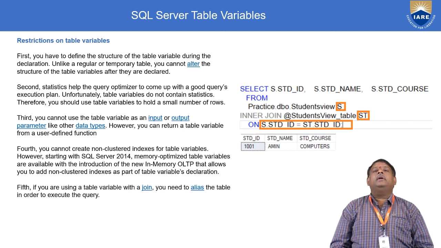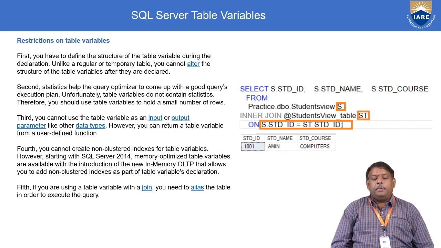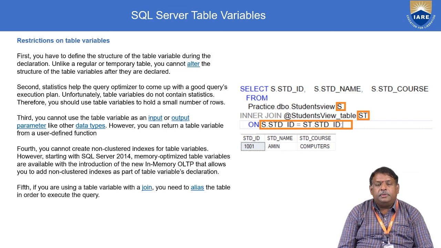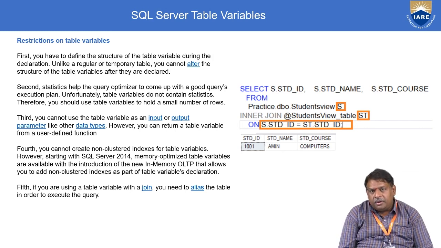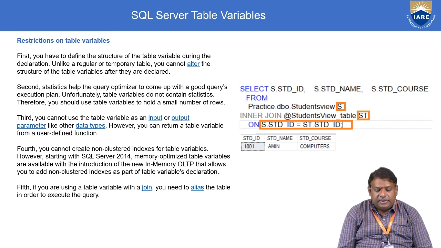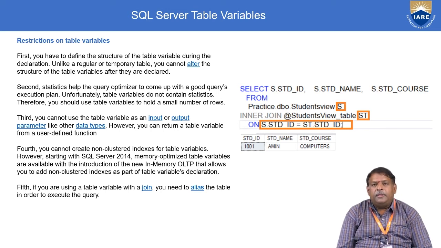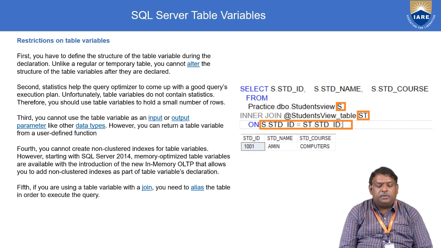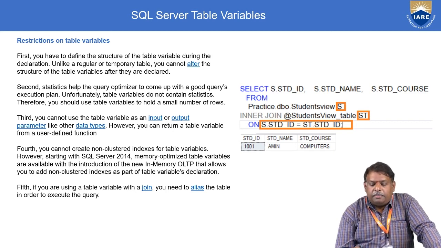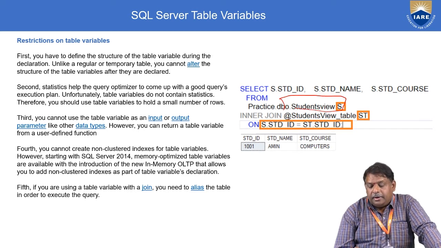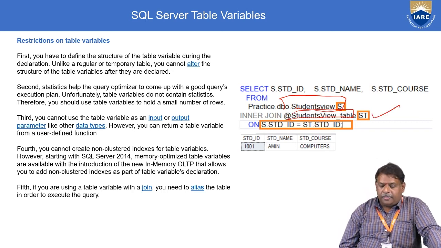Fourth, you cannot create a non-clustered index for table variables. However, starting with SQL 2014, memory-optimized table variables are available with the introduction of the new in-memory OLTP, which allows you to add a non-clustered index as part of the table declaration. Fifth, if you are using a table variable with a join, you need to use an alias with the table in order to fetch the query. For example, student view is the main table joining with a table variable; you have to compulsorily use an alias. If not, you get an error.